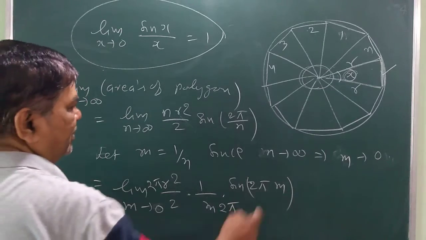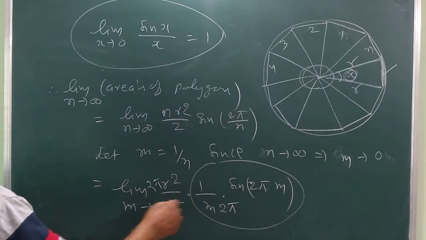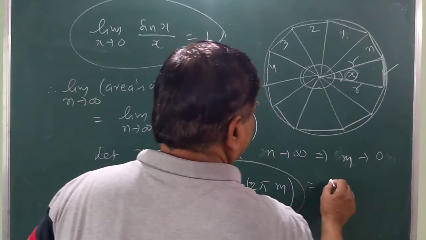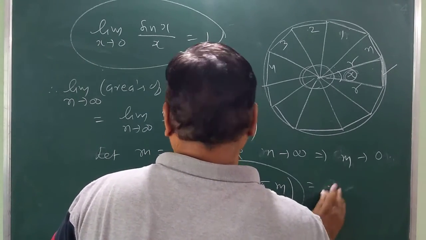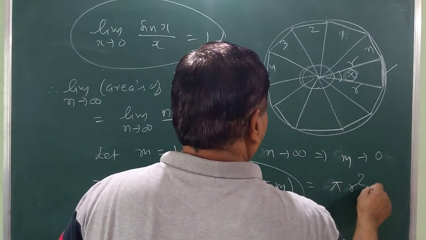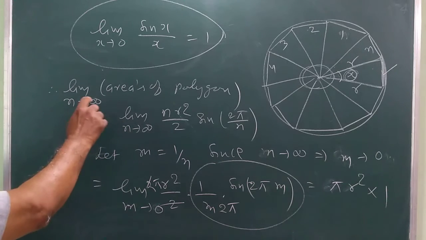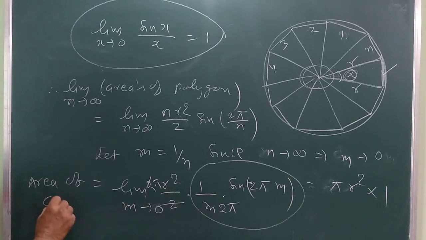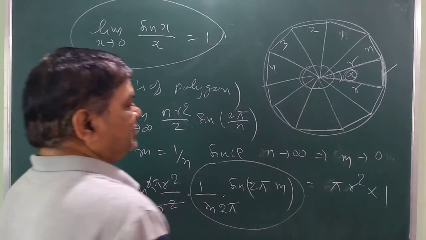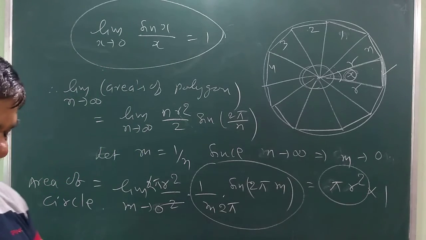So according to this formula, this should be 1. This is cancelled. So this is 2, cancel हो गया, pi r square into 1. So this area is the area of circle. So in this way we find area of circle is pi r square.